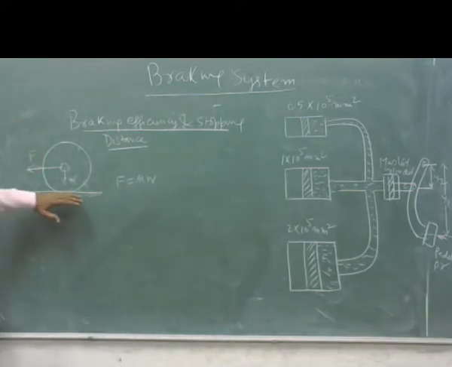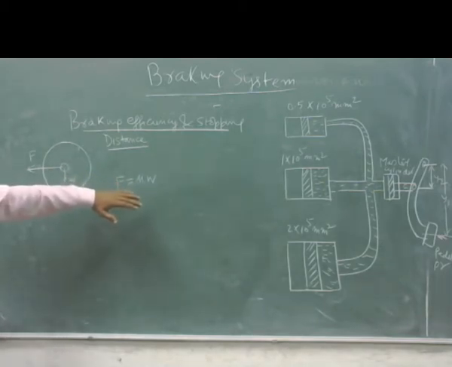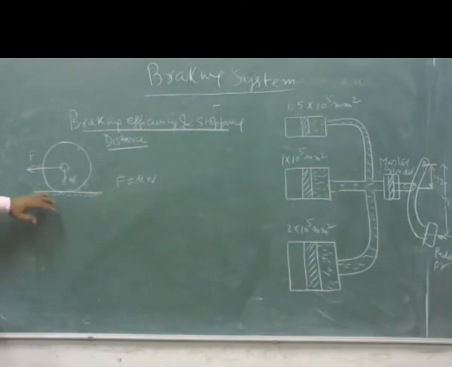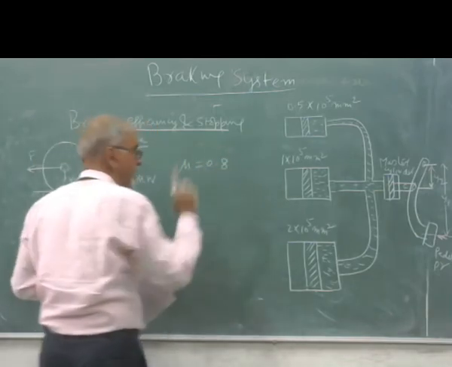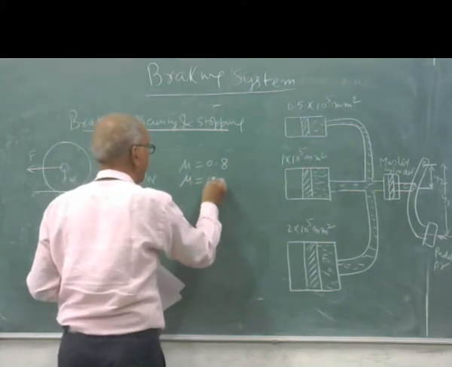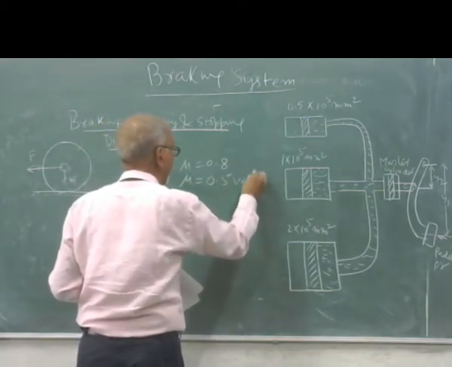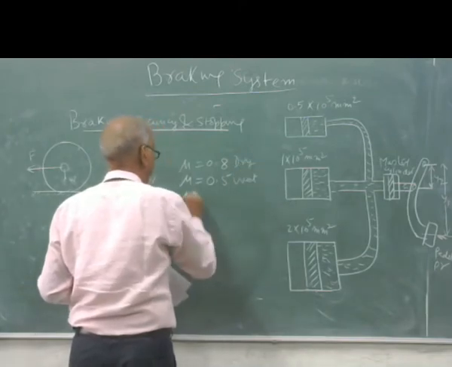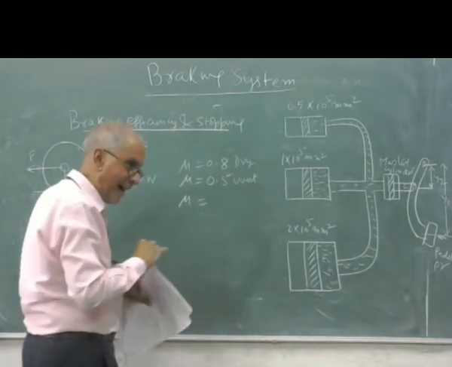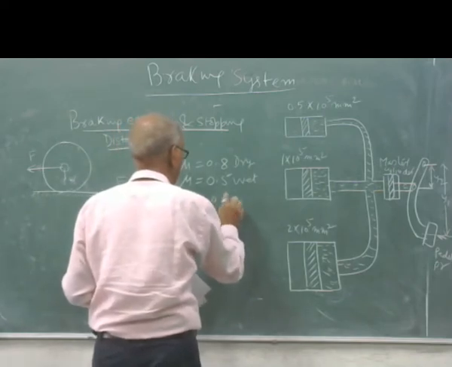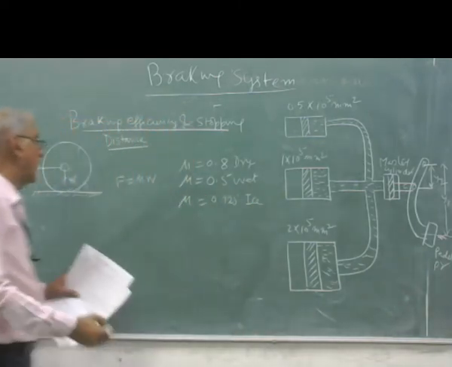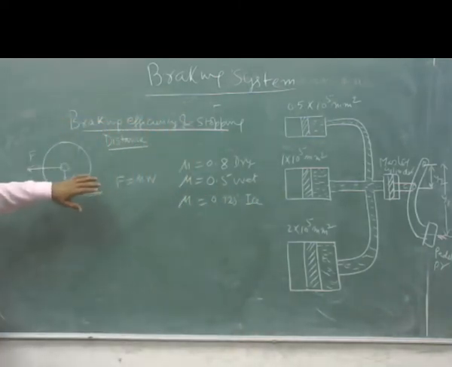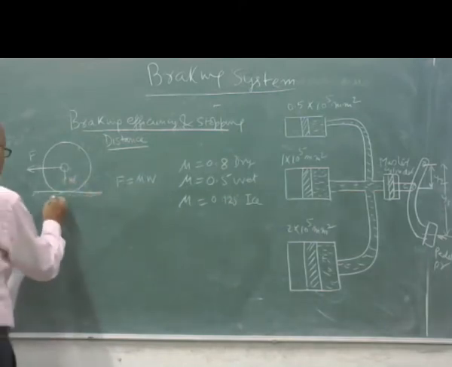Suppose if it is dry weather, then the value of mu will be more. If it is wet weather, rainy season, mu will decrease. Suppose mu was 0.8 when it was dry weather, then mu becomes 0.5 when it is wet. Then the third one, suppose there is ice, then mu becomes 0.125. So the value of mu varies with the road surface.